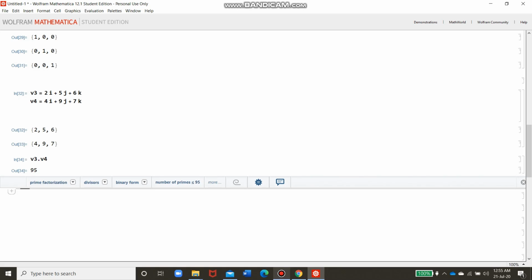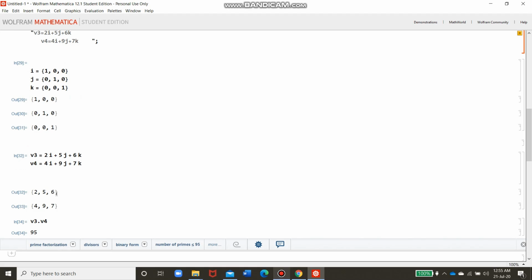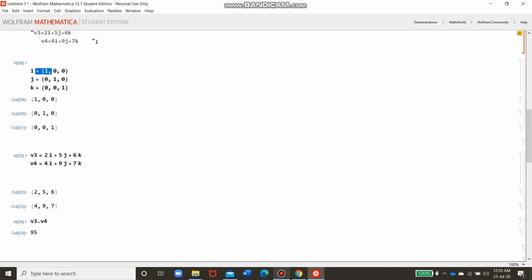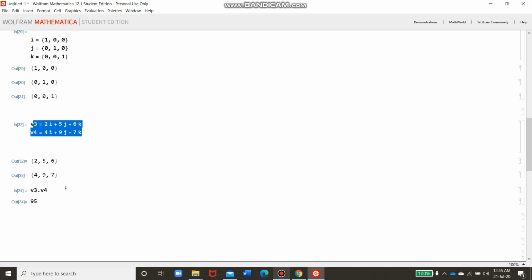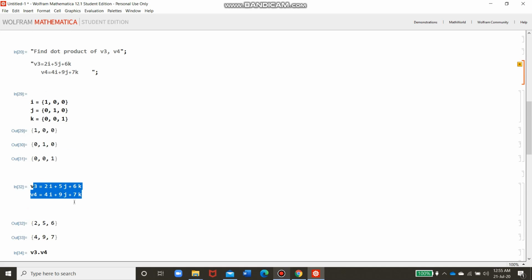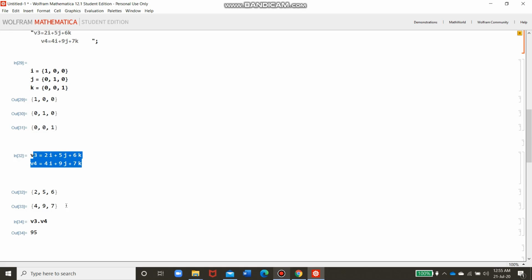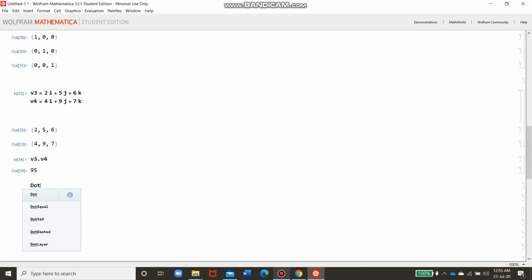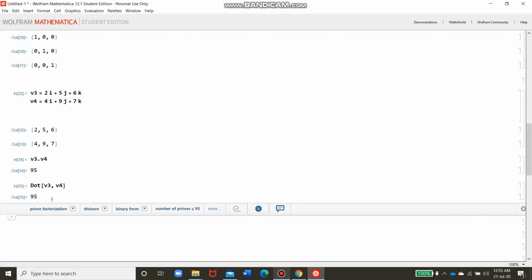If you all didn't get it, make sure that you define the I, J and K terms first, and then you put the vector equations and then shift enter. So if in any case you missed out any of these steps, you wouldn't get your answer. Or if you use dot v3 comma v4, shift enter, this is 95. Both the answers are correct, so choose either way, whichever you're comfortable with.